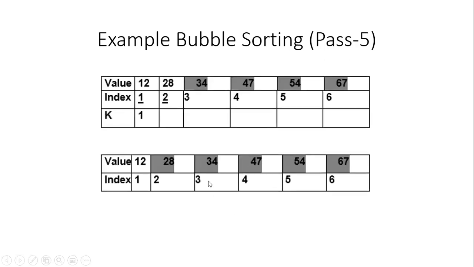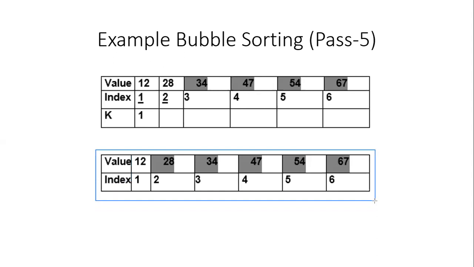And in the last step, we are only going to perform the one comparison, and we are going to compare the first element with the second element, and there is no need to swap. And what we get at the end of the bubble sort algorithm is a sorted list, as it has been shown in the table below. So this is what we get. This is the sorted list.